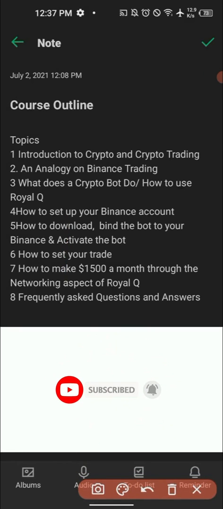So we are in topic two, which is an analogy of how trading is done on Binance.